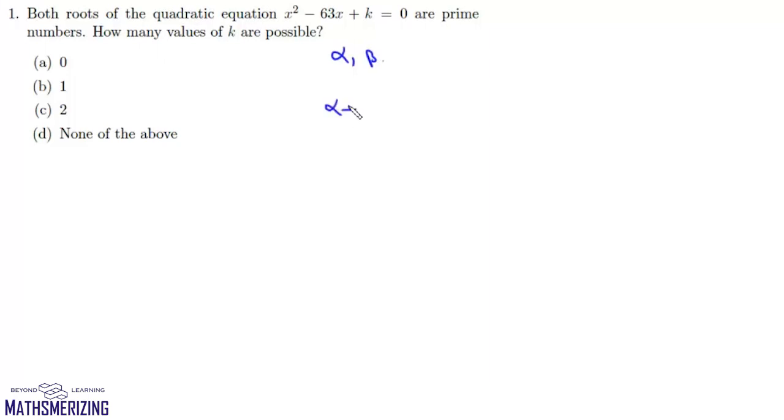Now we'll get alpha plus beta is 63 and alpha times beta is k. Now alpha is prime and beta is prime. Since this sum is an odd number, one of the numbers must be odd and the other must be even. So let alpha be odd and let beta be even, and the only even prime number possible is 2.